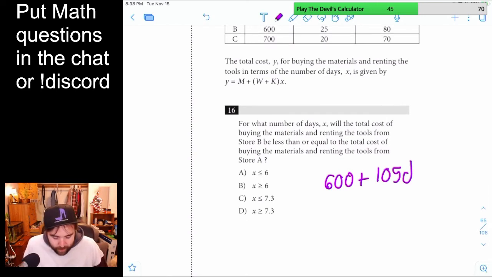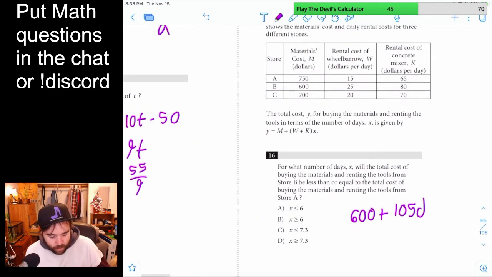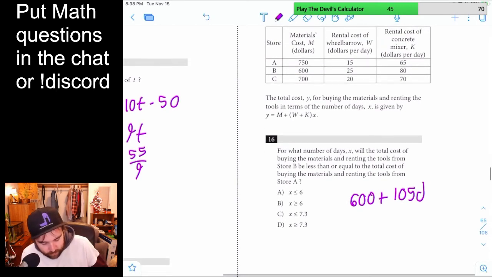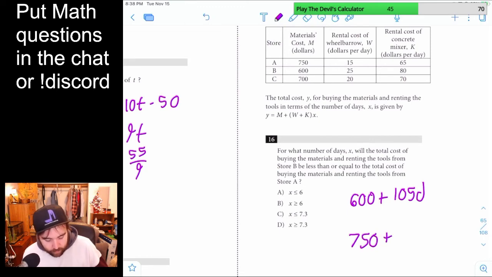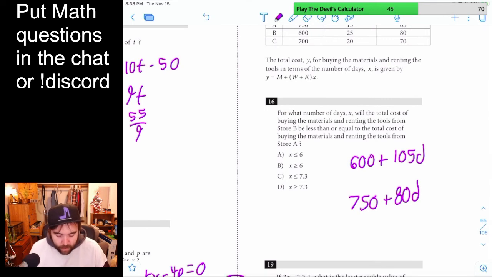Okay, so let's finish out this problem. So this is our equation for part B, 600 plus 105D. Now we want our equation for A, which is the materials cost, $750, plus the rental cost. So it's 15 plus 65 a day, so that's 80 a day. So those are the two equations for the cost, the one for the cost of B and the other for the cost of A.